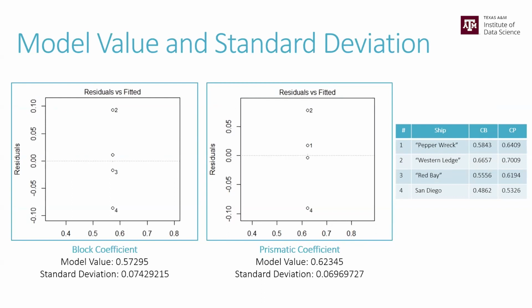In this next slide, we can see the other results. The block coefficient presents a model value of 0.57295 with a standard deviation of 0.07429. And finally, regarding the prismatic coefficient, the model value is 0.62345 with a deviation of 0.0696. Both cases presenting very low variation again.